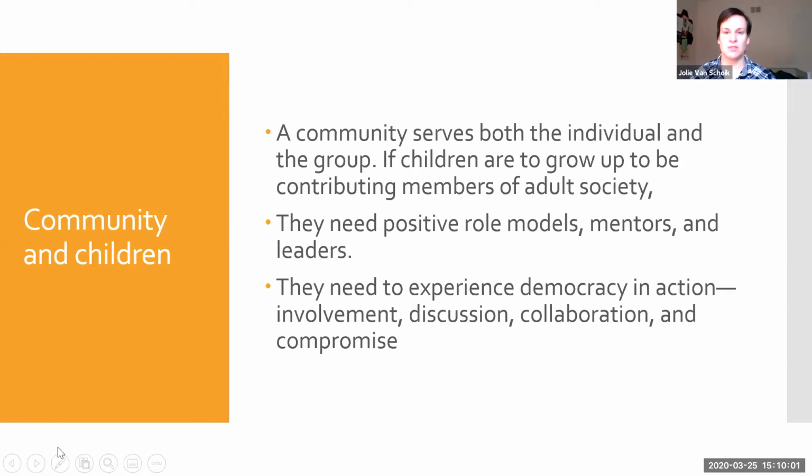So a community serves both the individual and the group. So if children are gonna grow up to be good members of adult society, which is why we have socialization, then they need positive role models and mentors and leaders, and they need to be part of that. So the older children get, and especially in adolescence and in high school, they should experience getting involved in their community, doing service learning like you guys did before we got shut down, going to discussions, collaborating, maybe going to school board meetings, being involved in what's taught to them, maybe having some input on curriculum. All of that might be ways that we can support children being in the community as well.